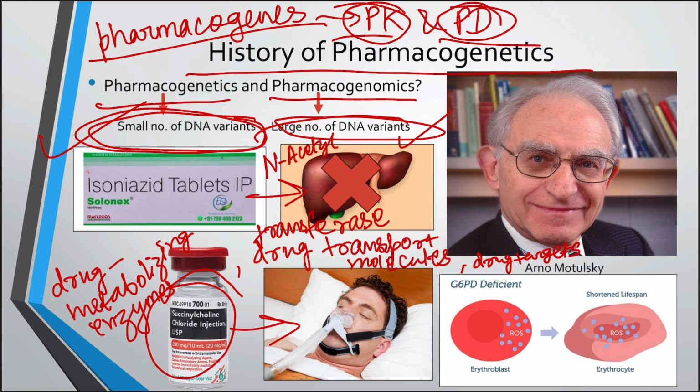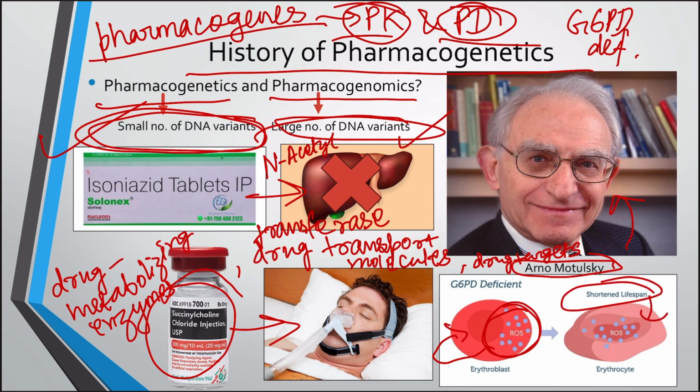Now coming to the father of pharmacogenetics. Arno Motulsky, as you can see in this image, is considered the father of pharmacogenetics. He defined the field of pharmacogenetics and he had a broad interest basically in G6PD deficiency. If the RBC has G6PD deficiency, then reactive oxygen species will cause damage to the erythrocyte, and as a result the lifespan of that erythrocyte will decrease. This is one of the areas where Arno Motulsky worked initially, and it was his field of interest.